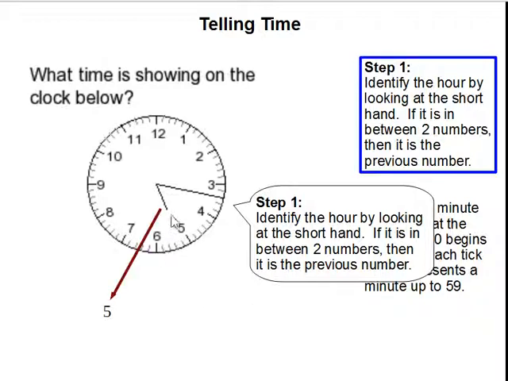So we look at the shorthand here, which is the shorter line, and that points to somewhere in between 5 and 6, and we look at the previous number, and that is 5. So our time is 5 o'clock for the hour.